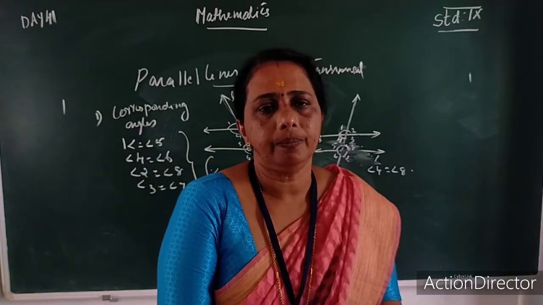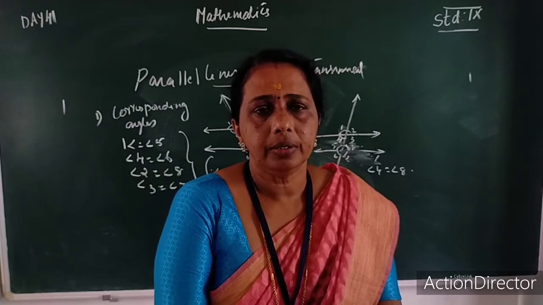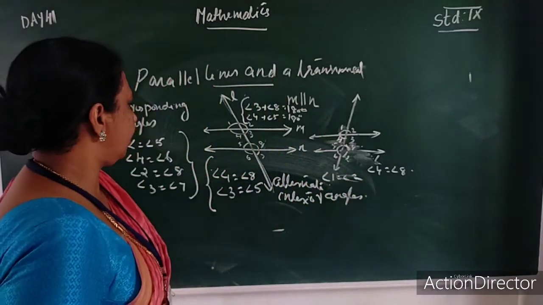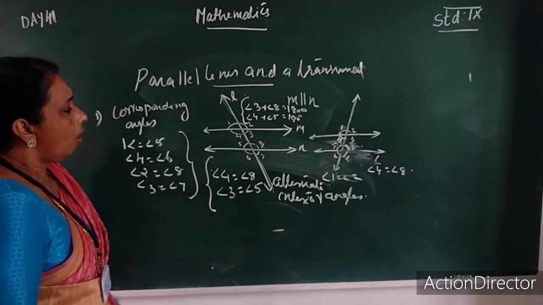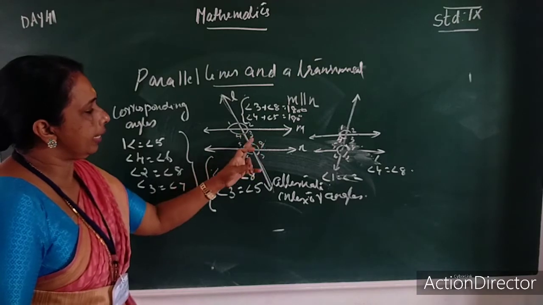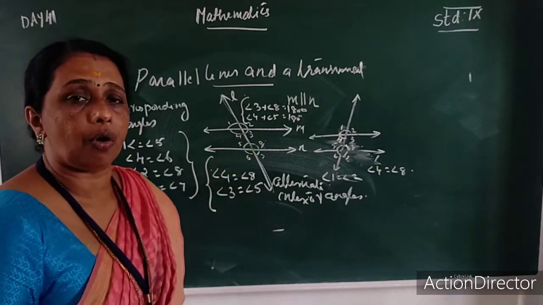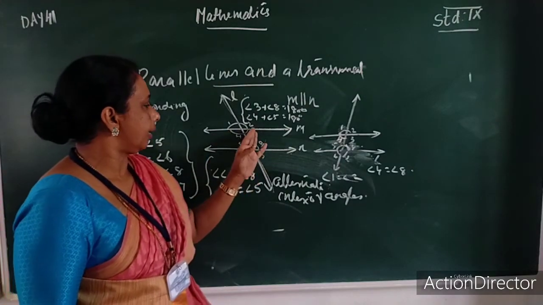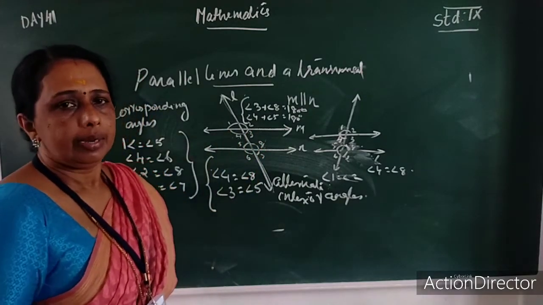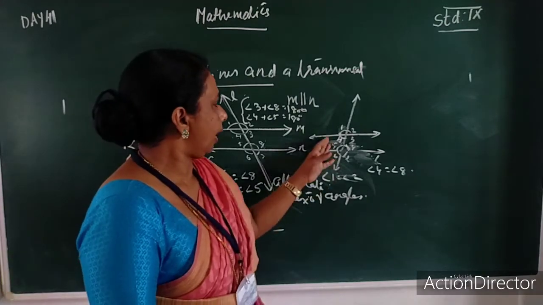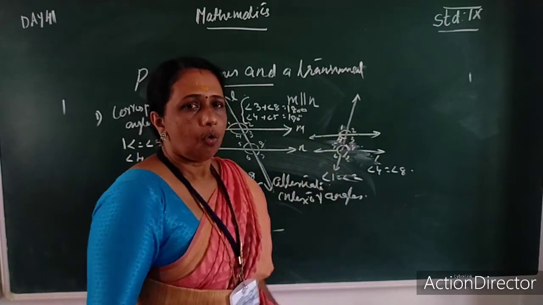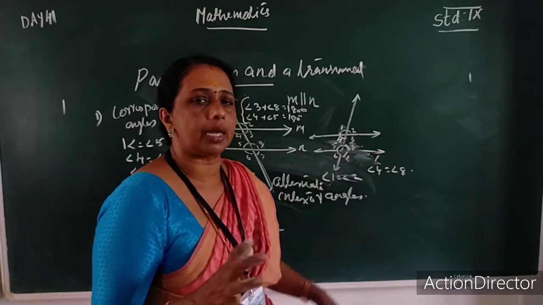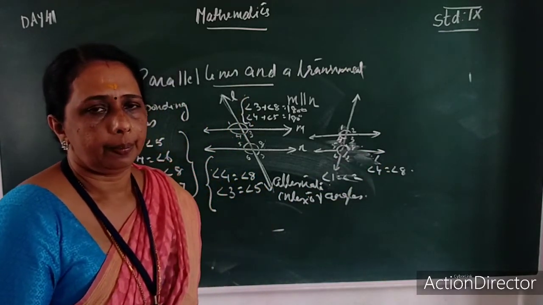The next theorem: when two parallels are intersected by a transversal, each pair of alternate interior angles is equal. Angle 4 is equal to angle 8 and angle 3 is equal to angle 5. This is the converse theorem: if two lines are intersected by a transversal and one pair of alternate interior angles is equal, then these two lines are parallel to each other.